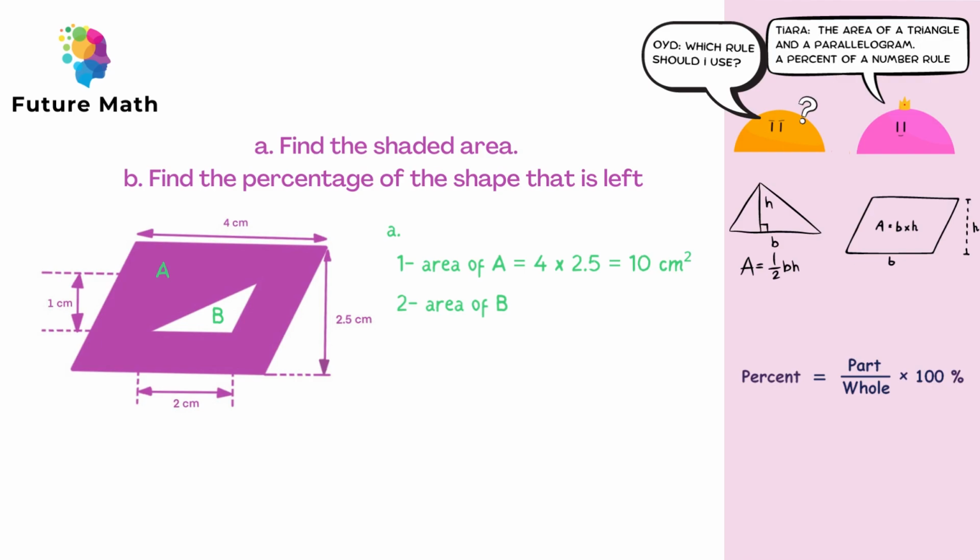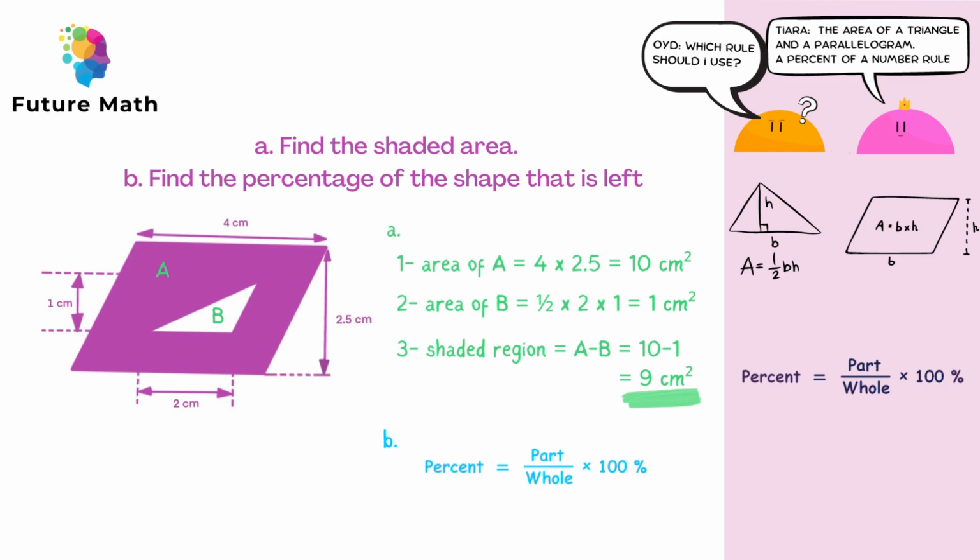Second, the area of B, the triangle, is half times the base 2 times the height 1, and this comes out as 1 centimeter squared. Last step is to find the shaded region, which is A take away B, and 10 take away 1 comes out as 9 centimeters squared. And this is my final answer for A.